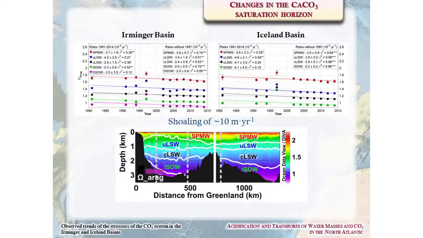Regarding the saturation state of calcium carbonate, on the lower panel you can see the mean saturation of aragonite for the section, and you can see that the surface and intermediate waters are saturated in aragonite, which is represented by a saturation state over 1, and the waters below 2500 meters depth are unsaturated in aragonite. On the top panels are represented the long-term evolution of the mean values of the saturation state of aragonite for the Irminger and Iceland basins.